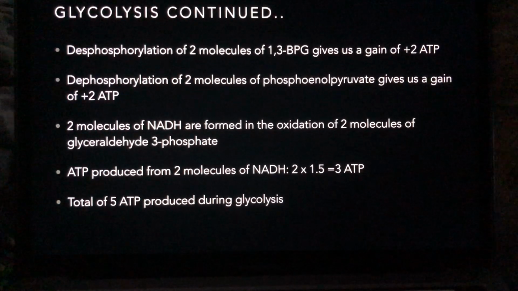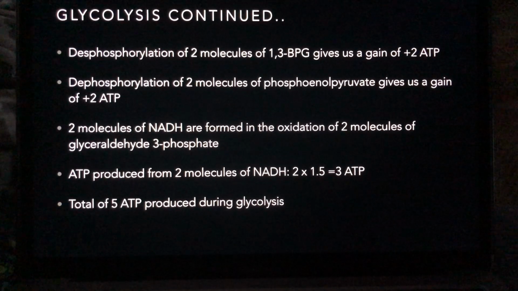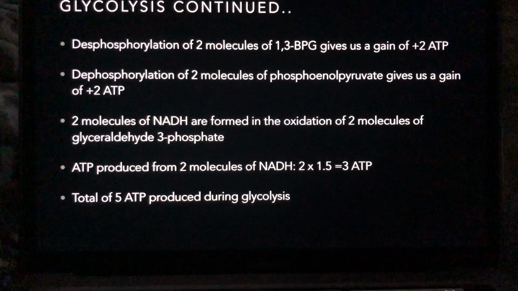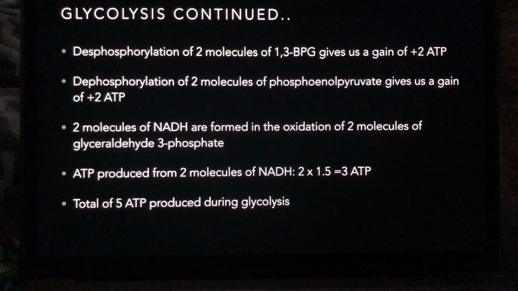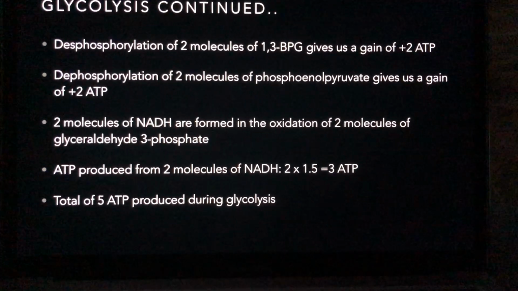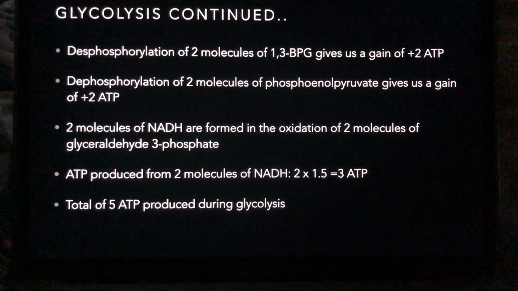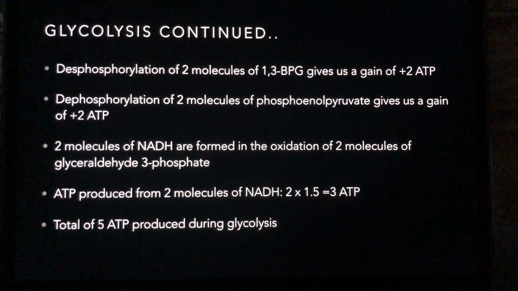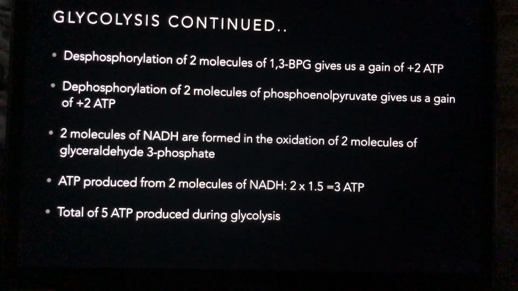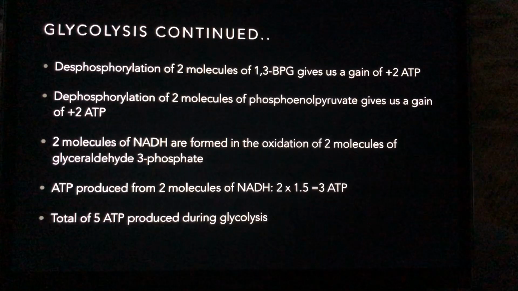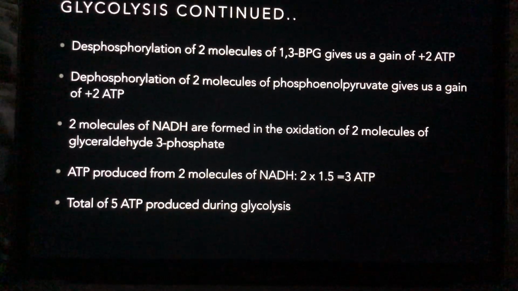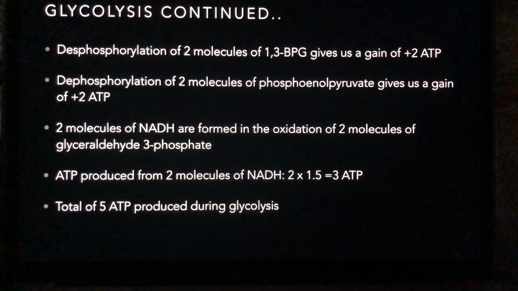And then we have 2 molecules of NADH that are formed during the oxidation of 2 molecules of glyceraldehyde 3-phosphate. The ATP produced from the 2 molecules of NADH would be 2 times 1.5, which would give us a total of 3 ATP. So in total, during the glycolysis stage, we're going to get a total of 5 ATP produced, because we have to take into account the negative 2 from the previous slide that set us back.